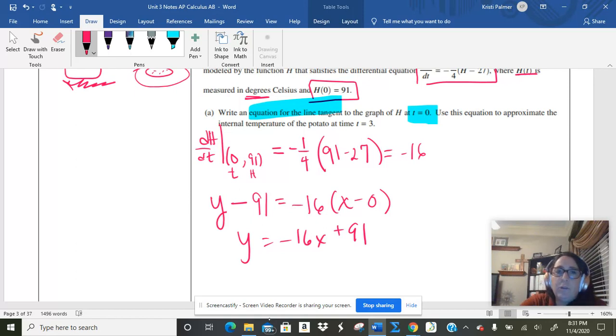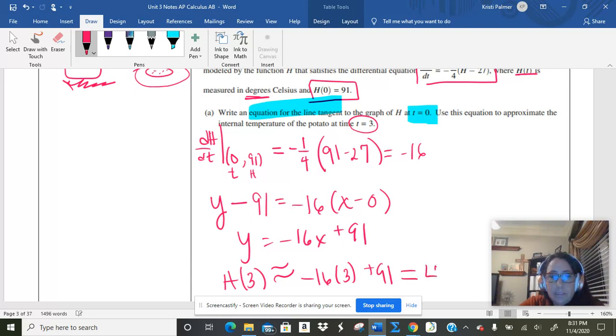And then it wants me to approximate the internal temperature after 3 minutes. So after you've let it cool for 3 minutes, what's the temperature? So that is approximately this negative 16 times 3 plus 91. And you can leave it like that, but you can simplify it, since it's just our notes, to 43 degrees Celsius. So that cooled a ton over 3 minutes. That room temperature brought it down.